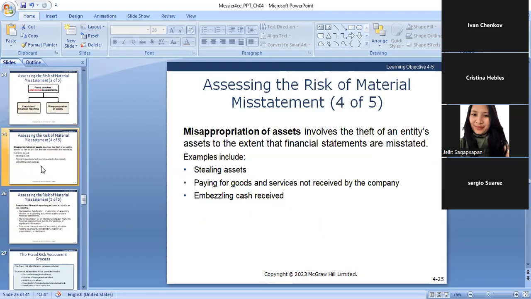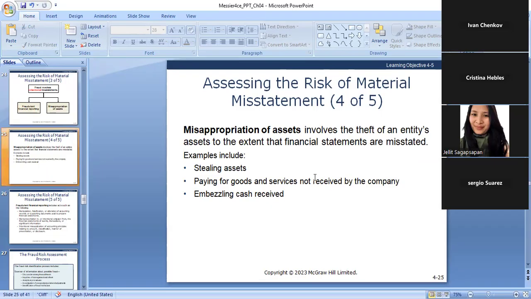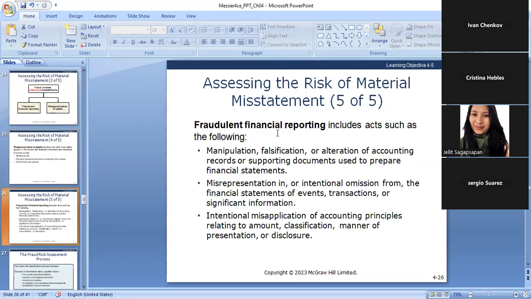So now we have to assess whether a level of control exists, and if the level of control exists, is the amount material or not. Fraudulent financial reporting includes acts such as manipulation, falsification, or alteration of accounting records or supporting documents used to prepare the financial statements. Why do we want to do that? Because we have a problem with compliance of the ratios or covenants which we have to achieve. This one, misappropriation, is the intentional omission from the financial statements of events, transactions, or significant information.